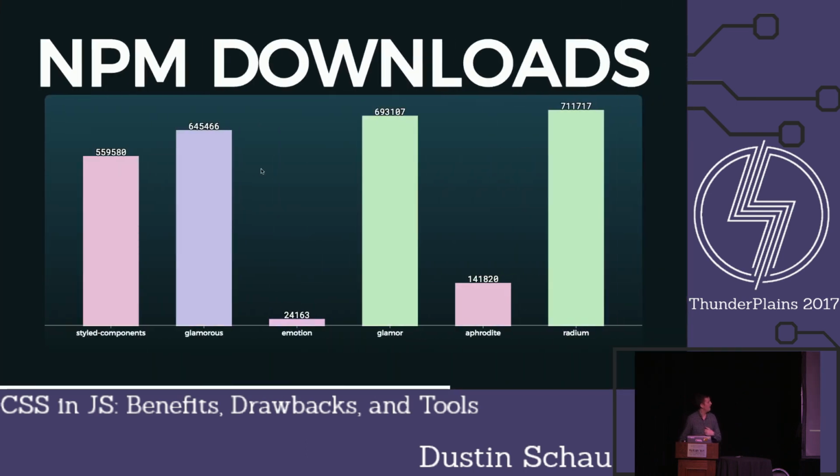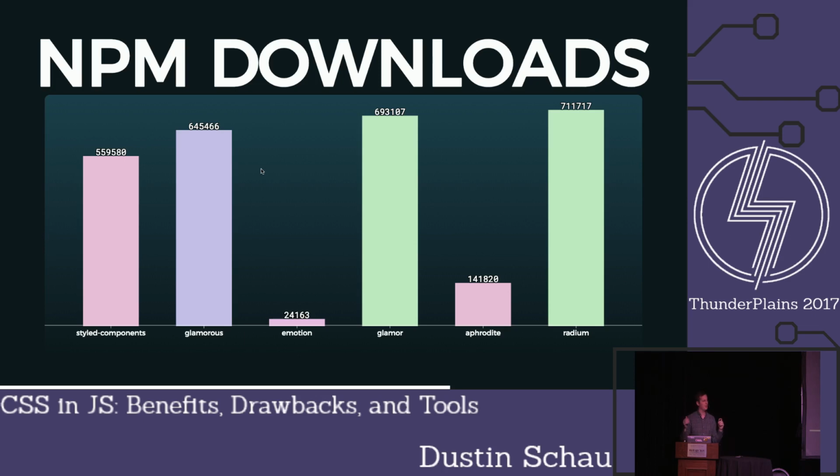So let's talk about NPM downloads. In general, styled-components and Glamorous are kind of 1 and 2 on the popularity spectrum. And then of course, because Glamorous uses Glamor, Glamor is going to have more downloads than both of them. And so I just think it's an interesting graph to look at, because it'll give you an idea of what the relative popularity is of these libraries.